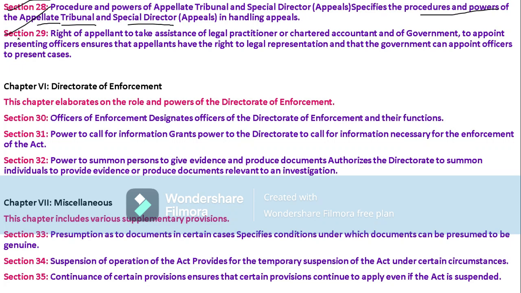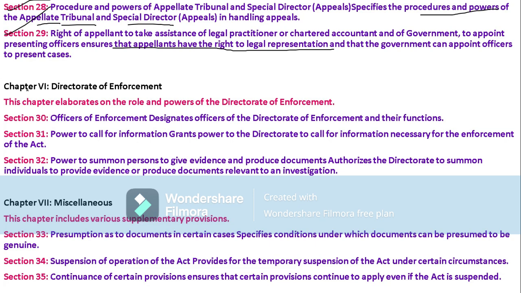Coming to section 29, the right of the appellant to take assistance of a legal practitioner or chartered accountant, and of the government to appoint presenting officers. For example, the appellant is an authorized person, so that authorized person can take the assistance of a legal practitioner, or a CA, or the government can appoint presenting officers. So it ensures the appellants have the right to legal representation. So this is about sections 28 and 29.